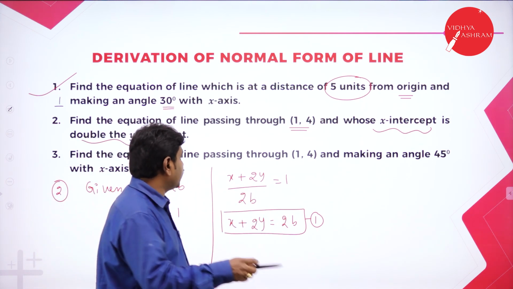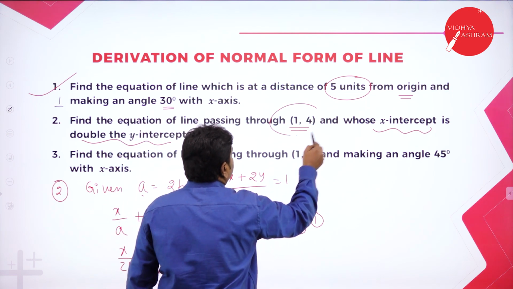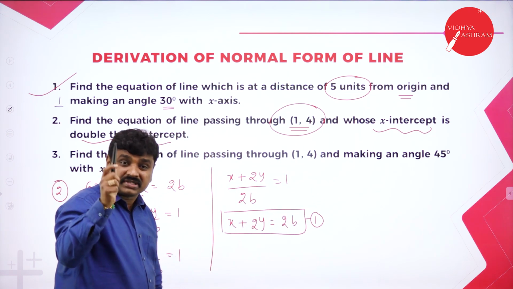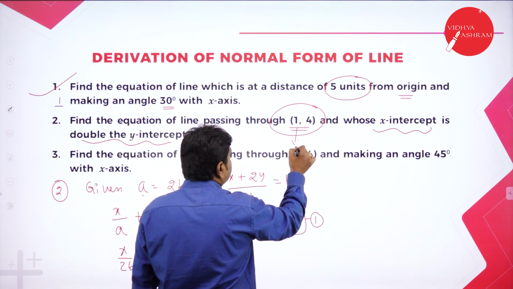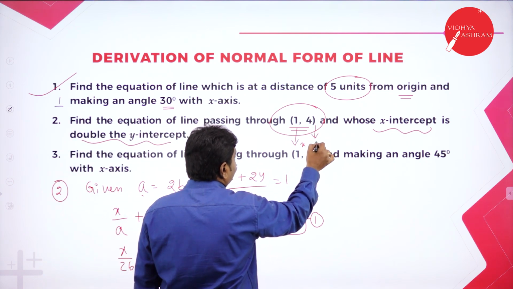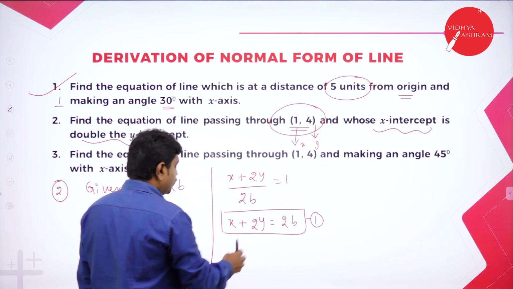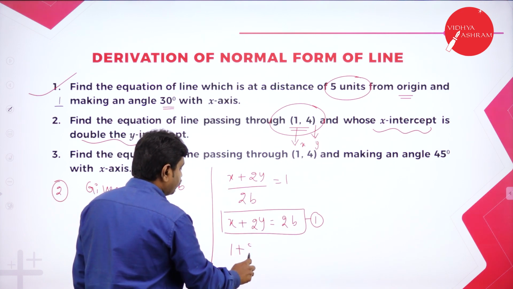And to find the unknown, they gave a hint. Line is passing through (1, 4). If any line passes through any point, you can put the point. Now, in the place of x, put 1. In the place of y, put the y coordinate, that is 4. So in the place of x, I'll put 1. In the place of y, I'll put 4.